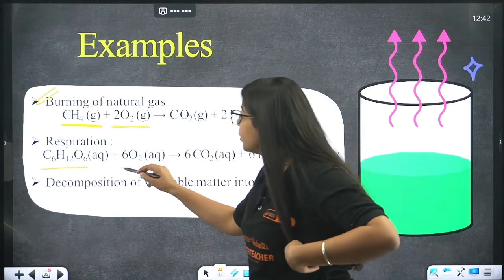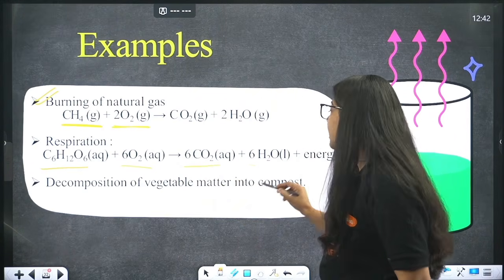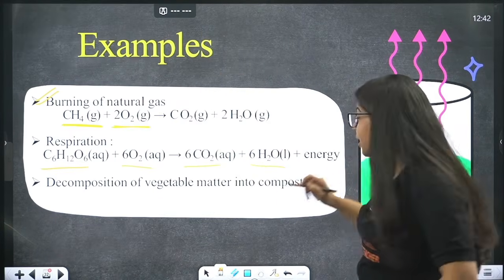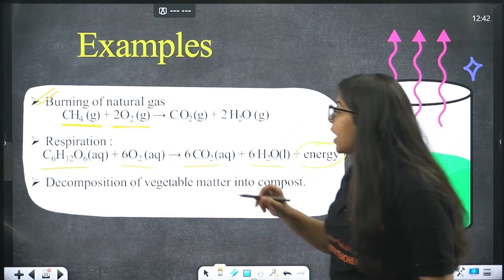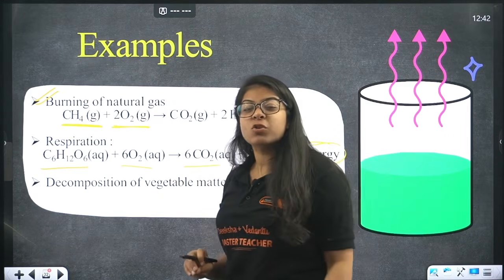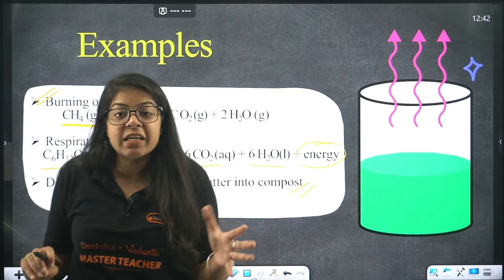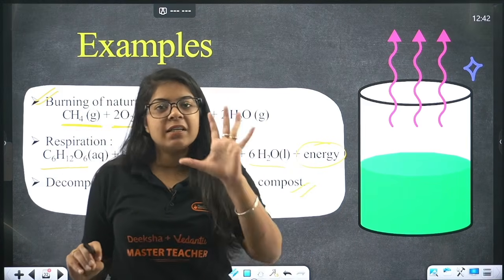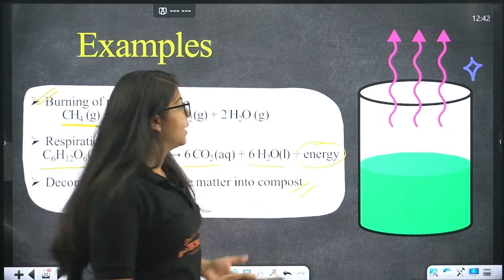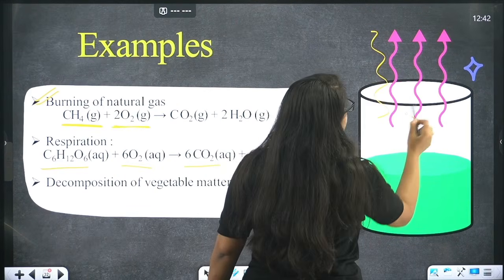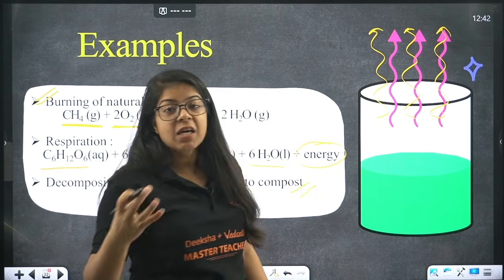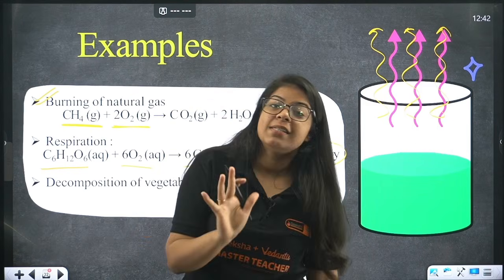C6H12O6 combining with oxygen makes carbon dioxide plus water plus energy, which I am using to do all these weird gestures. So that is the energy. Or the decomposition of vegetable matter into compost. Whenever you see compost, you will feel heat. It's a little bit hot. Why? Because it's an exothermic reaction, because the heat is coming out of the system. When heat comes out of the system, you will see an increase in temperature of the surroundings.